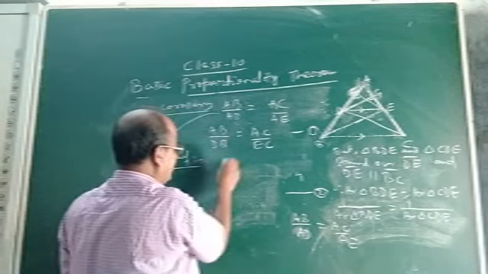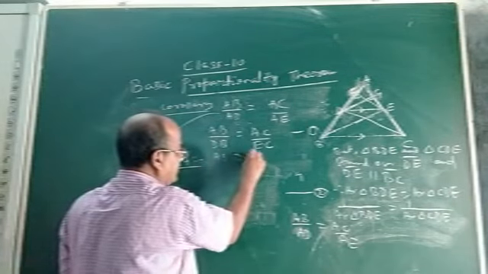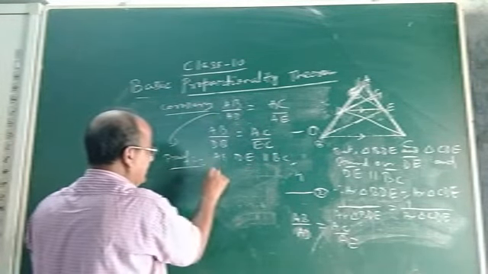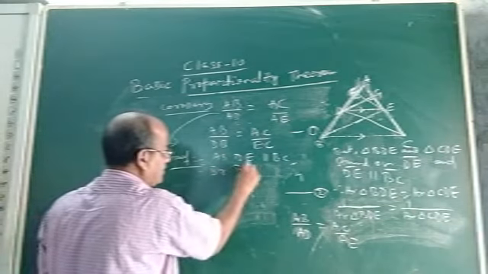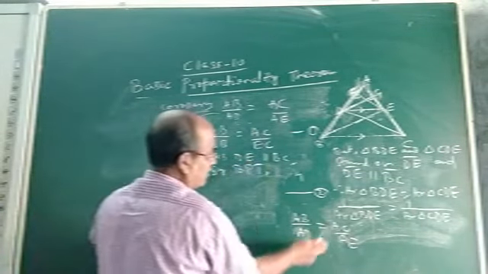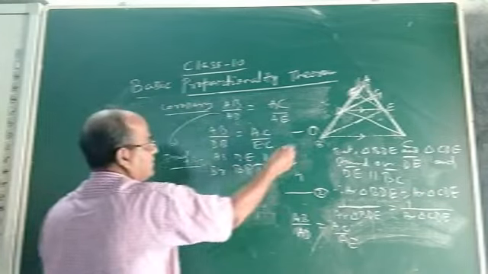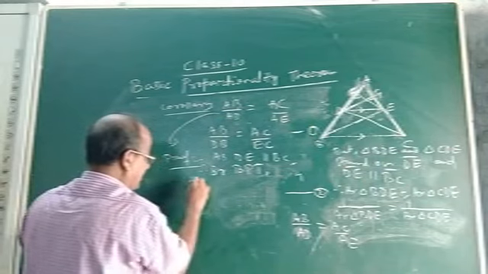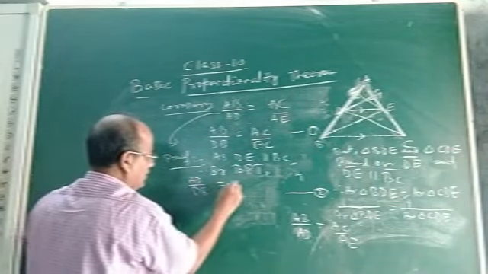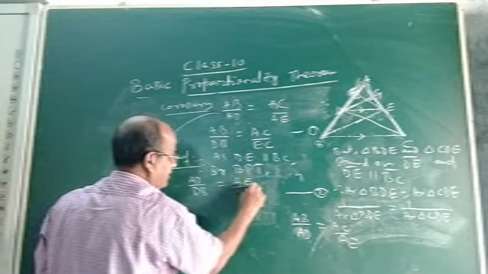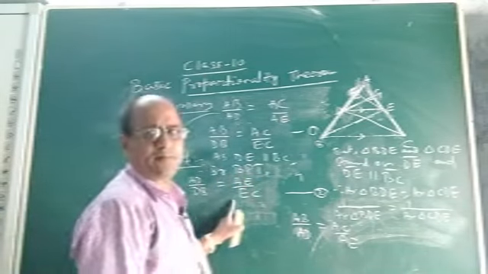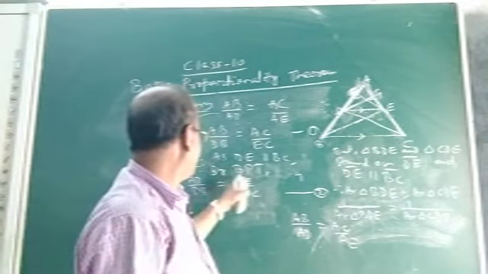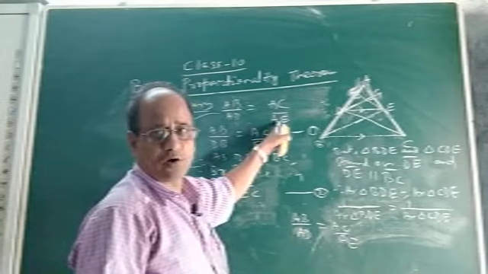As DE is parallel to BC, therefore by BPT, the basic proportionality theorem, what is our conclusion? The conclusion is that AD by DB will be equal to AE by EC. So you write down AD by DB equals AE by EC. This is what the basic proportionality theorem is, and from it we can easily derive this corollary.